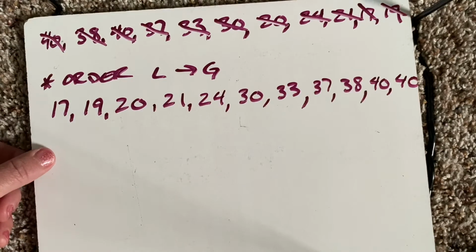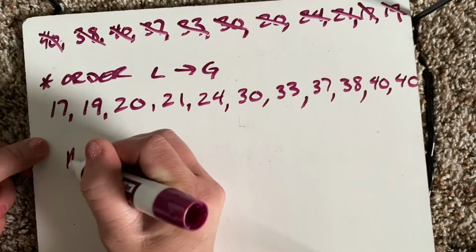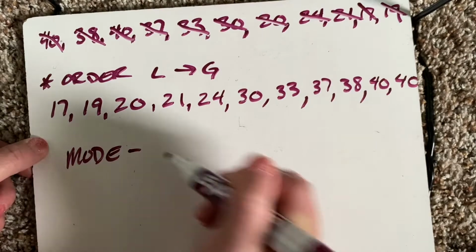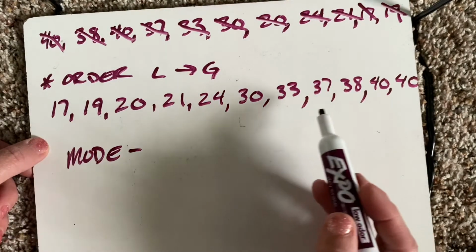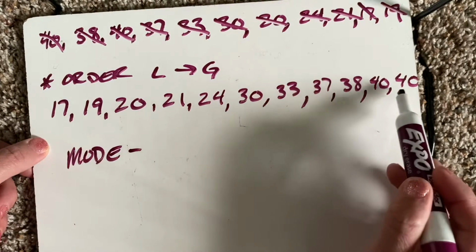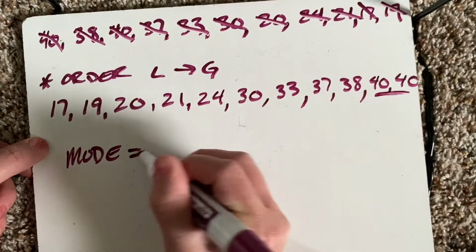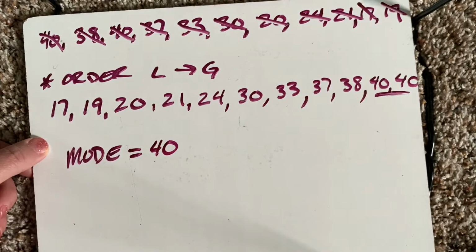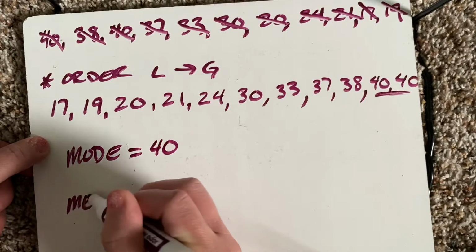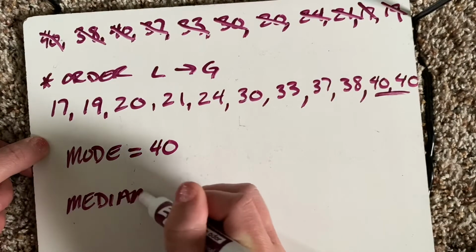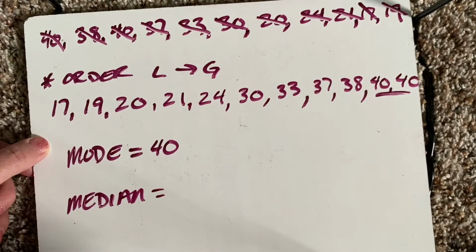Through the magic of video editing, I could do that pretty quickly for you. So hopefully by now, you are able to identify the mode really easily. You can see which number is duplicated. That's 40. Sometimes you'll see a number that's listed 3 times or 4 times. As long as it's listed the most, that is your mode.